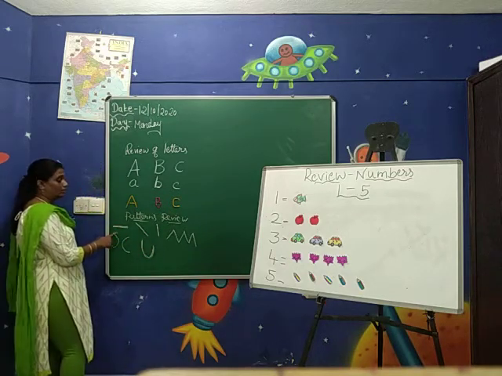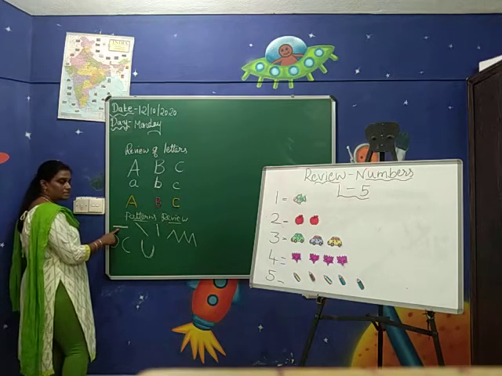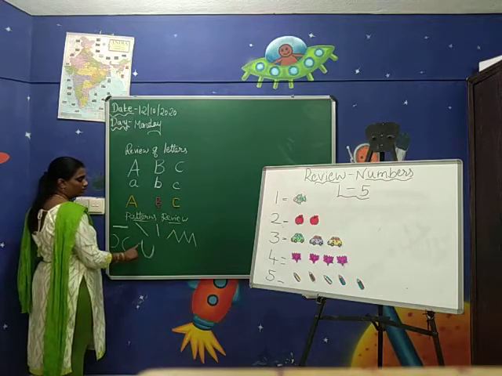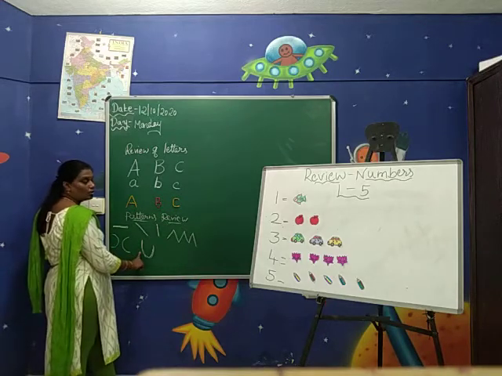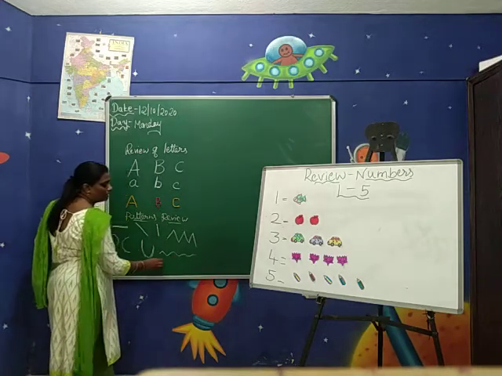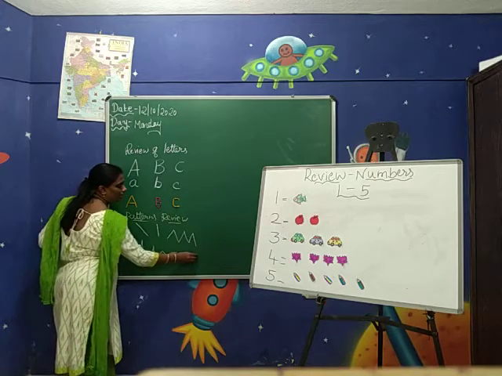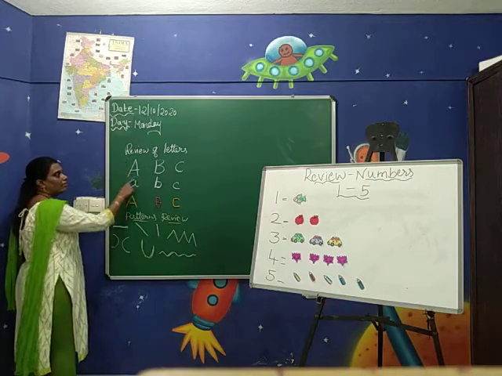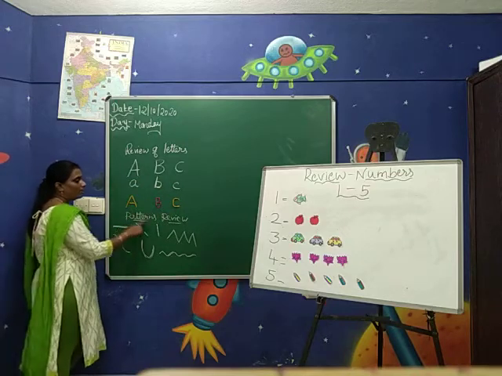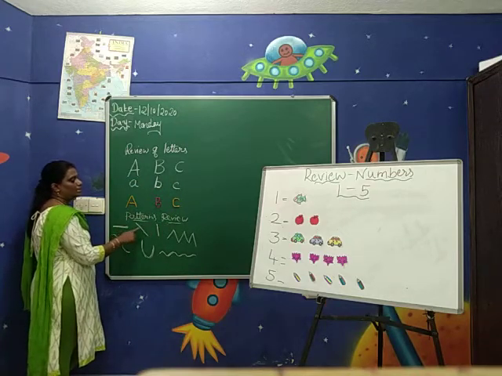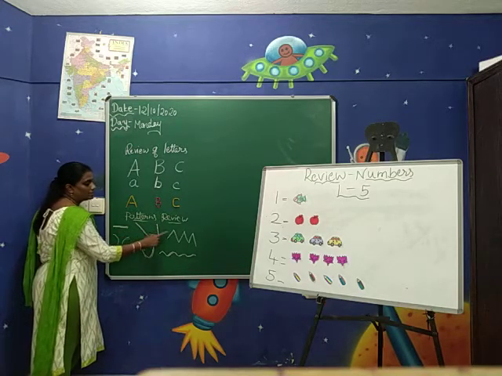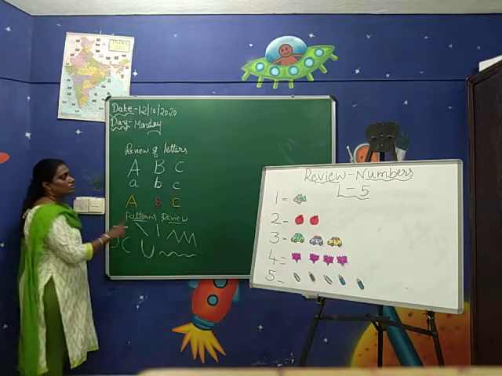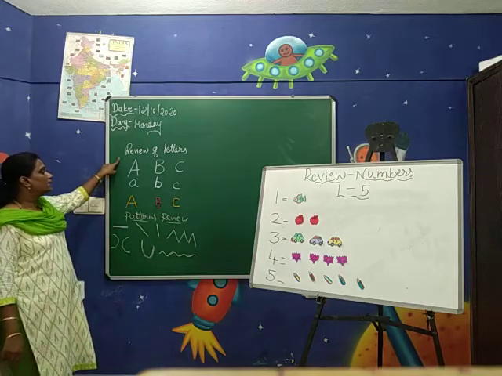Yes, once again, repeat with me. Standing line, sleeping line, slant line, zigzag line, curve line, half curve line. This is the U curve line, and this is the wave line. These are the patterns we have revised. One is the review of letters A, B, C. Second, the patterns review: sleeping line, slant line, standing line, zigzag line, curve line, U curve, and wave line. So these are the patterns we have learned in letters A, B, C.